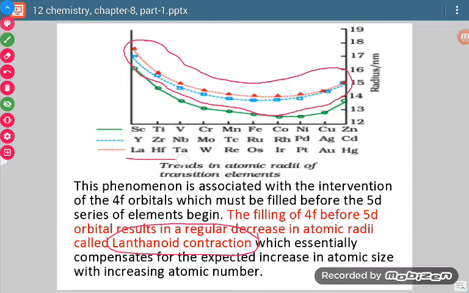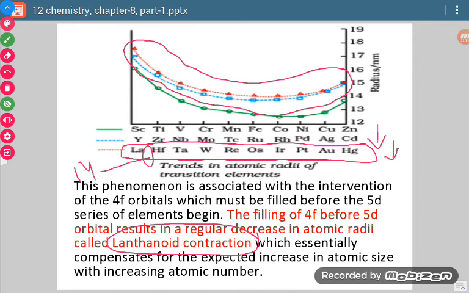Okay, now look at this. This is our 5d series. Now what happens in the 5d series? When we are moving from 3d to 4d, there is an increase in size. But when we are moving from 4d to 5d, there is almost the same size. So why is it so? Now see, after lanthanum there are 14 elements. Those 14 elements belong to the inner transition series and are called lanthanoids.